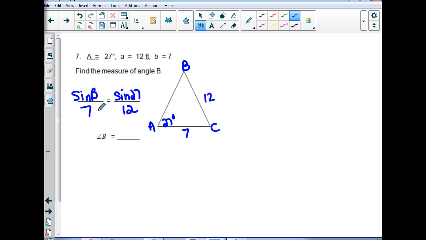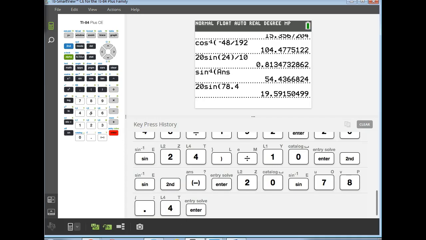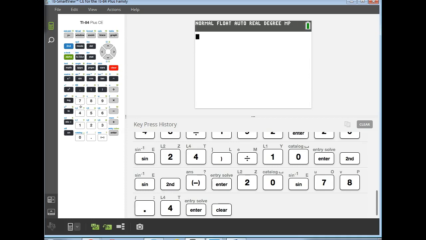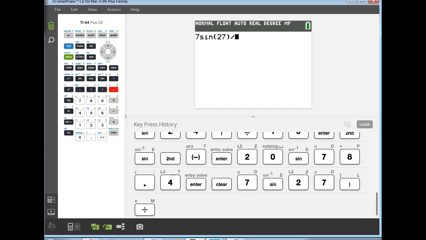The calculation would be 7 sine 27 divided by 12. Cross products. Clear this out. 7 sine 27. Okay, close that parenthesis up, divided by 12. Now we get a decimal.